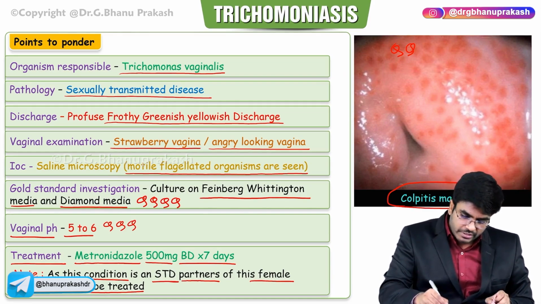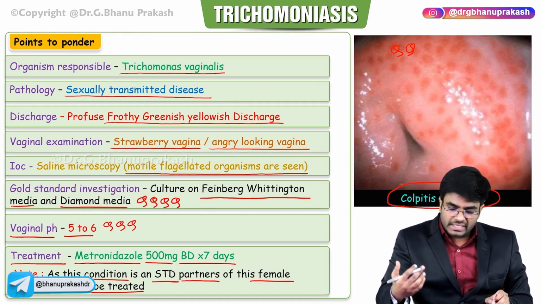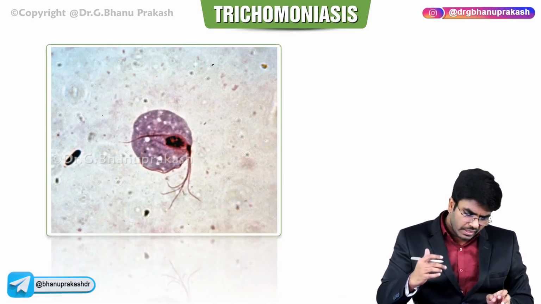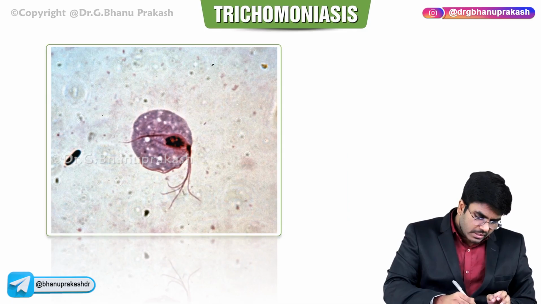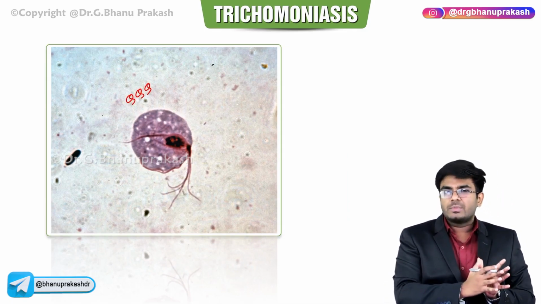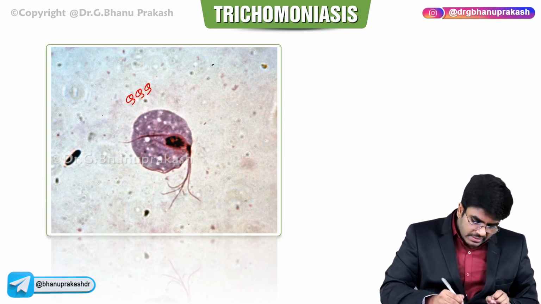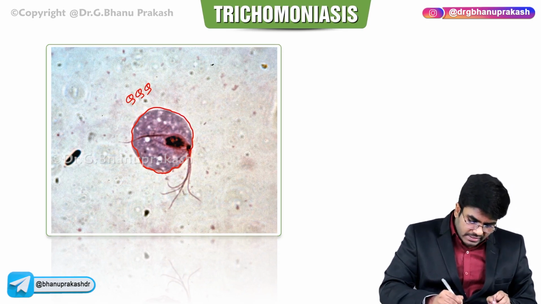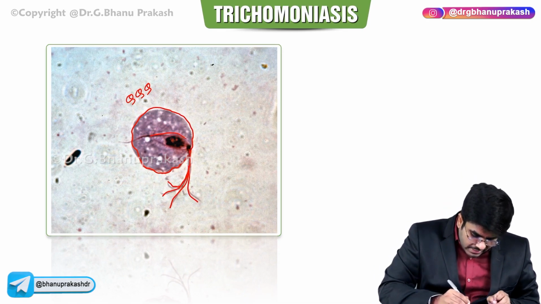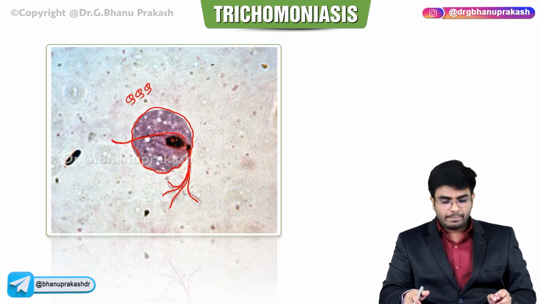Okay, this is the image based question which you are seeing on my top, that is colpitis macularis, also known as angry looking vagina. Now, see, this is also an image based question which they can ask you from the microbiology point of view, but still I am giving it here. This is the microscopic appearance of Trichomonas vaginalis, and you can see all these 4 flagella, and you can also see one more flagellum, with the undulating membrane.